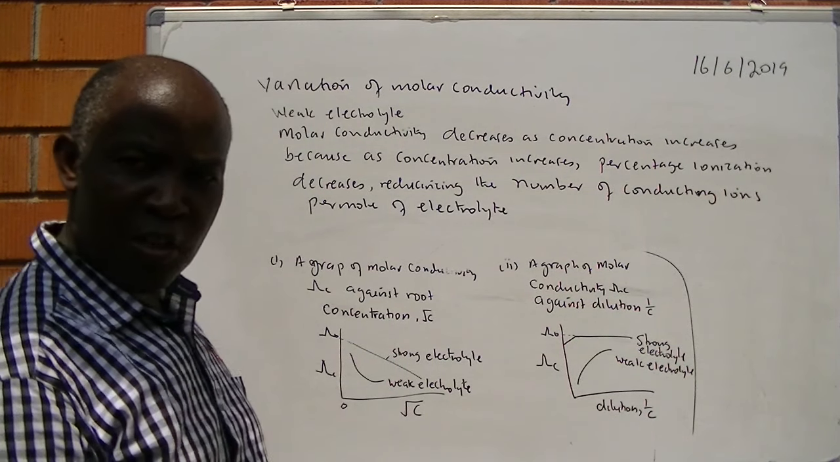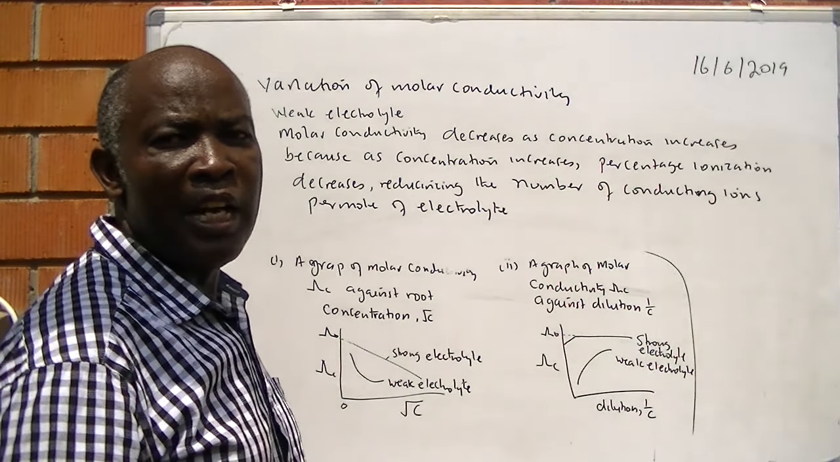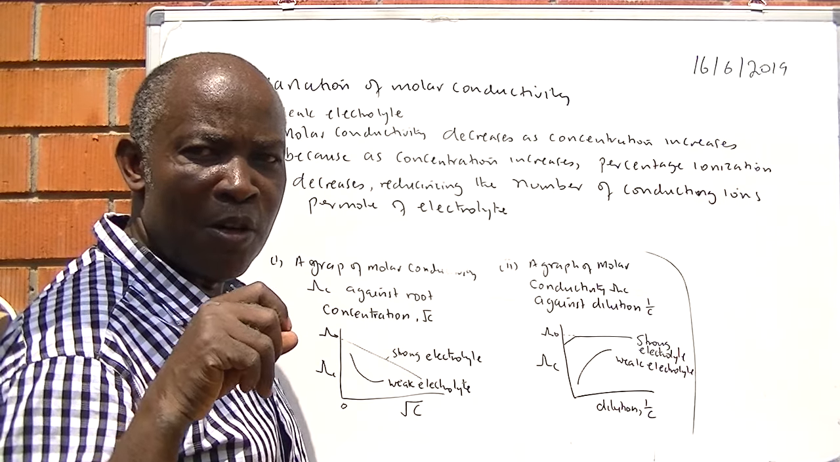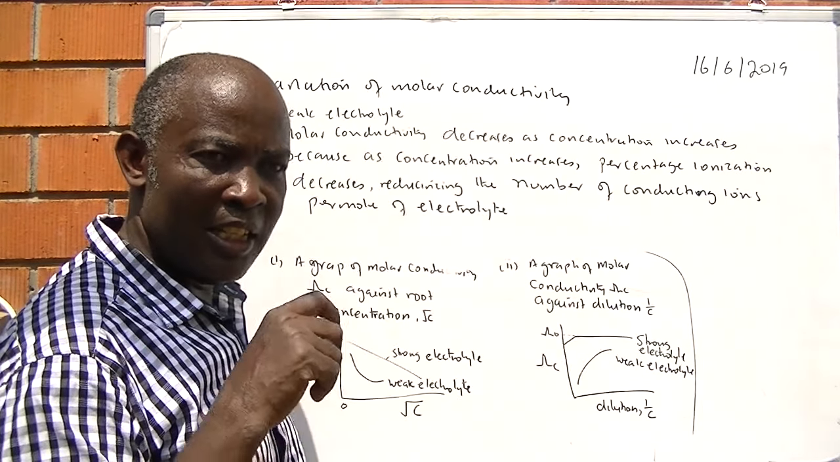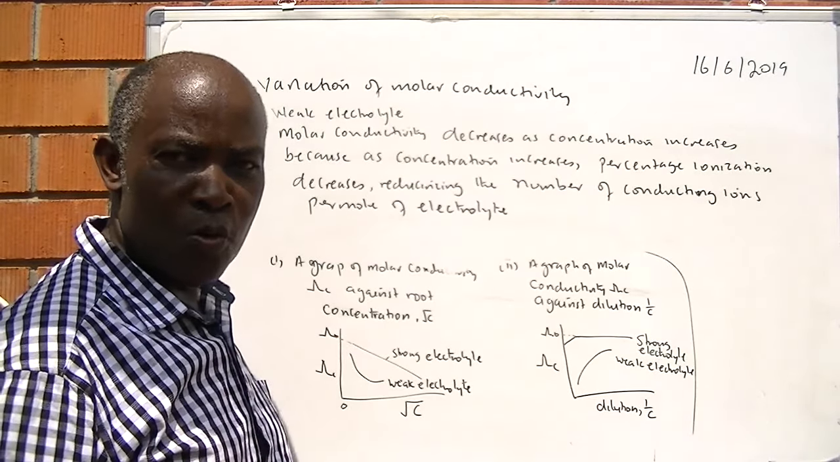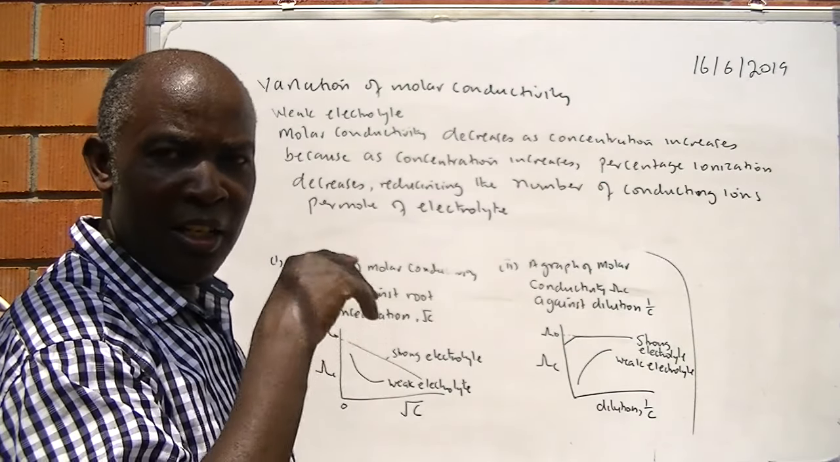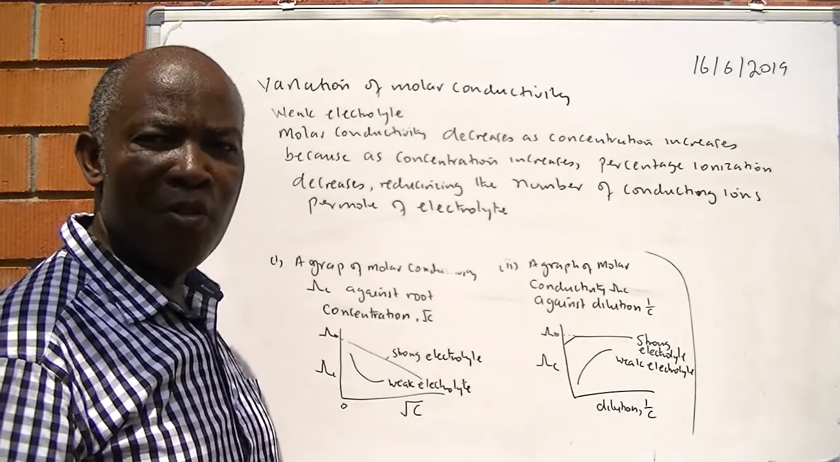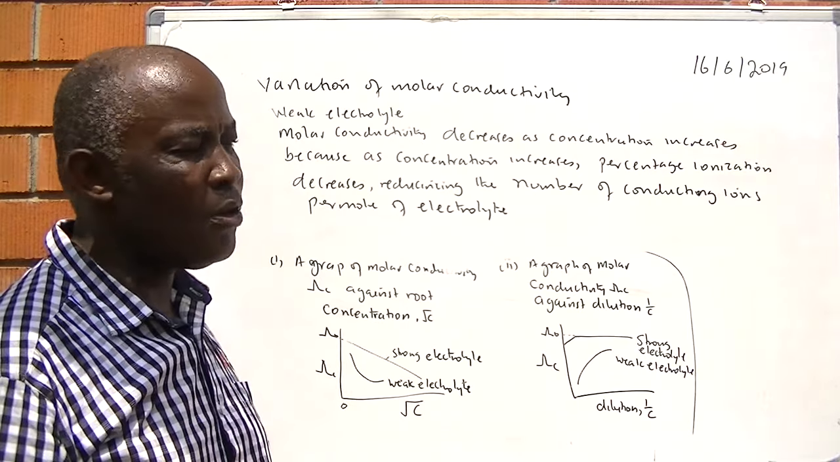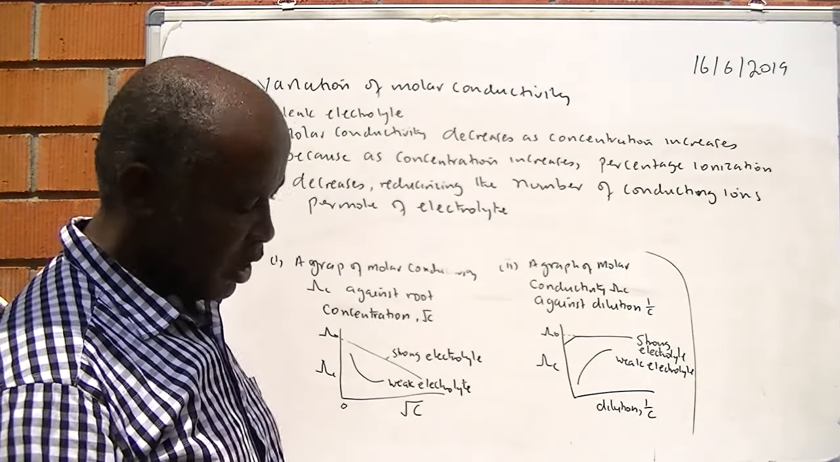So at high concentration, percentage ionization is low. So the number of conducting ions per mole of an electrolyte is low. Therefore, molar conductivity is low. As dilution occurs, percentage ionization increases. The number of conducting ions per mole increases, and therefore conductivity increases.